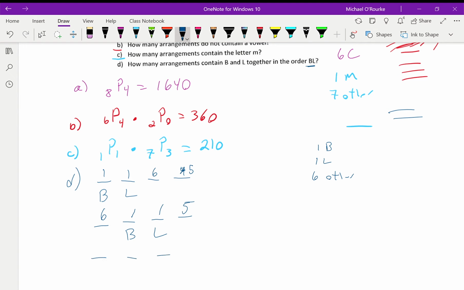Or I could put B and L here, which would be 1 and 1, and then 6 and 5 here. So that's going to be 30, 30, and 30, and that should all add up to 90 altogether, if I'm not mistaken, because we could have the 2 letters first, middle, or last.